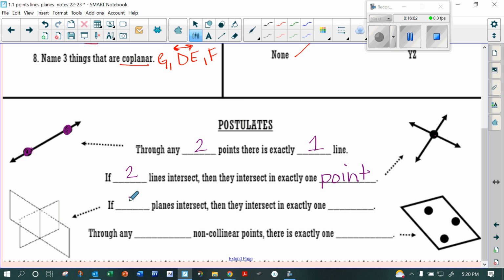Now, if two planes intersect, then they intersect at exactly one line. And through any three non-collinear points, there is exactly one plane. So if I have two planes, they're going to intersect at a line. And three non-collinear points, so you want three random points. Three random points will make a plane.